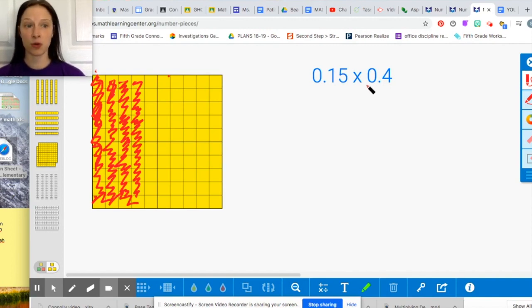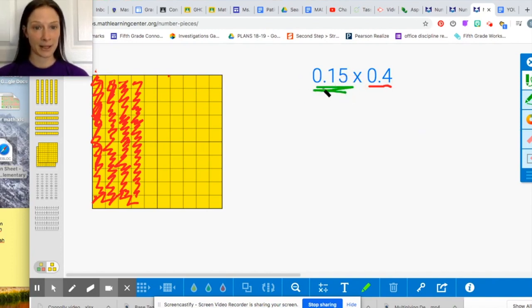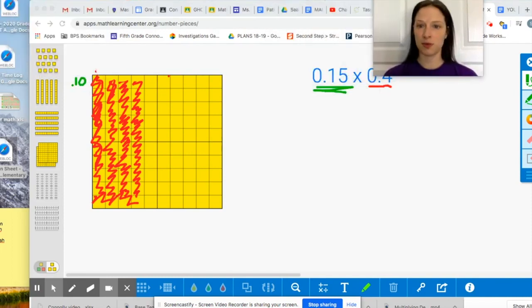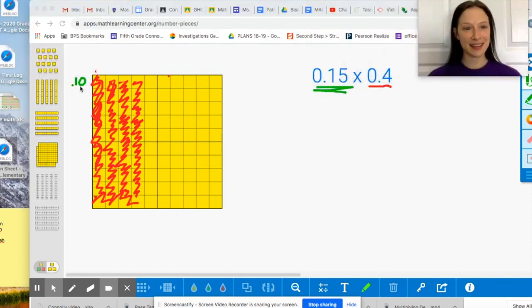So let's give it a story problem context. I own 4/10 of this land, and that 4/10 is shaded in. Okay, I want to plant corn on 15/100ths of the land. So let's think about hundredths for a second. This 10th here is 10 hundredths. Let me just move my face. There we go. Okay, this 10th here is 10 hundredths going this way, okay, across.